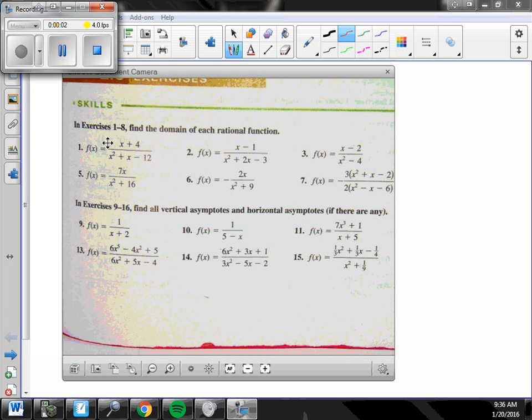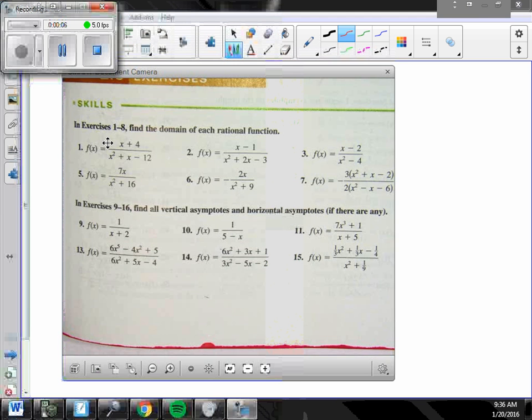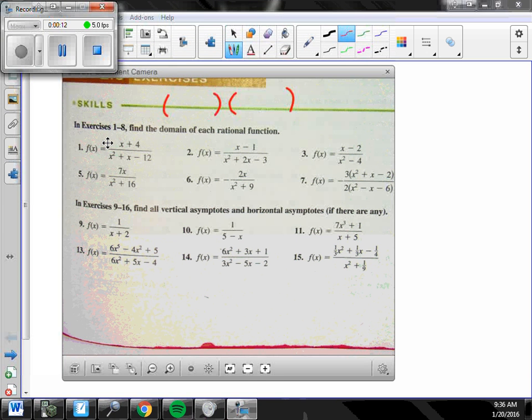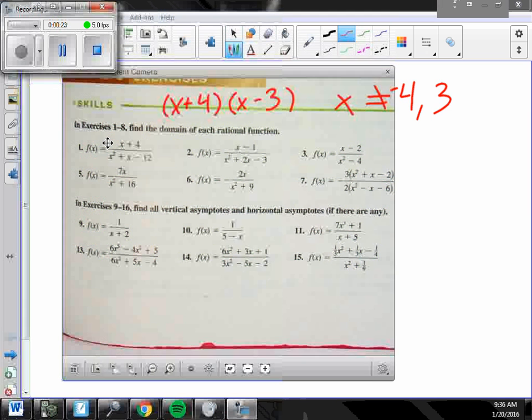So to find the domain of these, we look for the roots of the denominator. So for number 1, what are the factors of the denominator? x plus 4 and x minus 3. So x is not allowed to be negative 4 and positive 3.